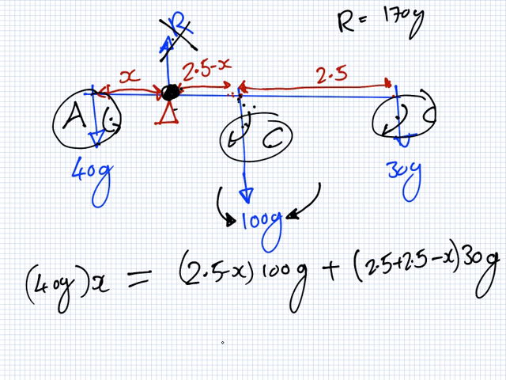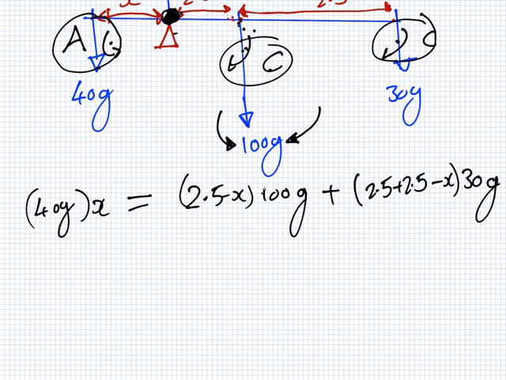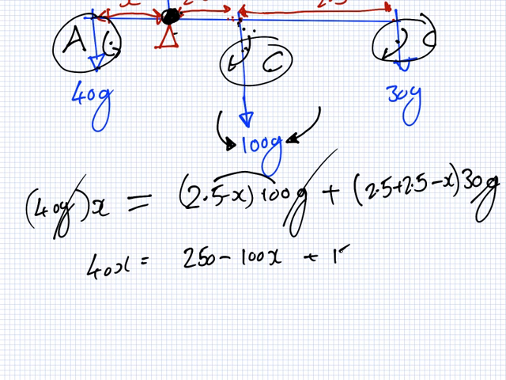Right, I want to solve this. What's the easiest way to solve it? What should I do first? First thing? Even before that, you should remove the g. The g's and everything, yeah? So we get 40x equals 2.5 times 100 is 250 minus 100x plus 5 times 30 is 150.